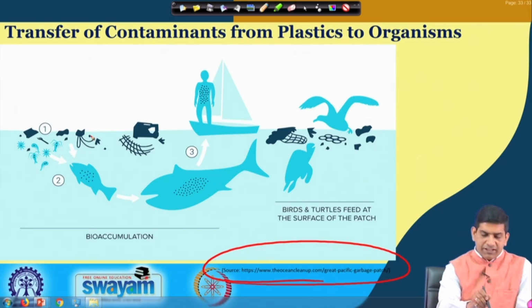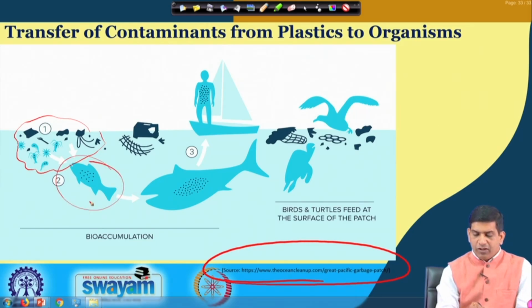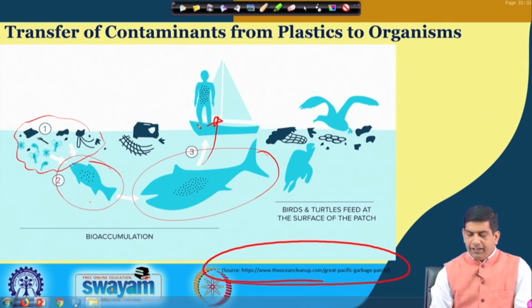So, as you can see, the plastic pieces, those microplastics, are being consumed by small organisms, which are eaten by the fish, and the smaller fish get eaten by the bigger fish, and the bigger fish becomes food for us, and we see those plastics getting there.